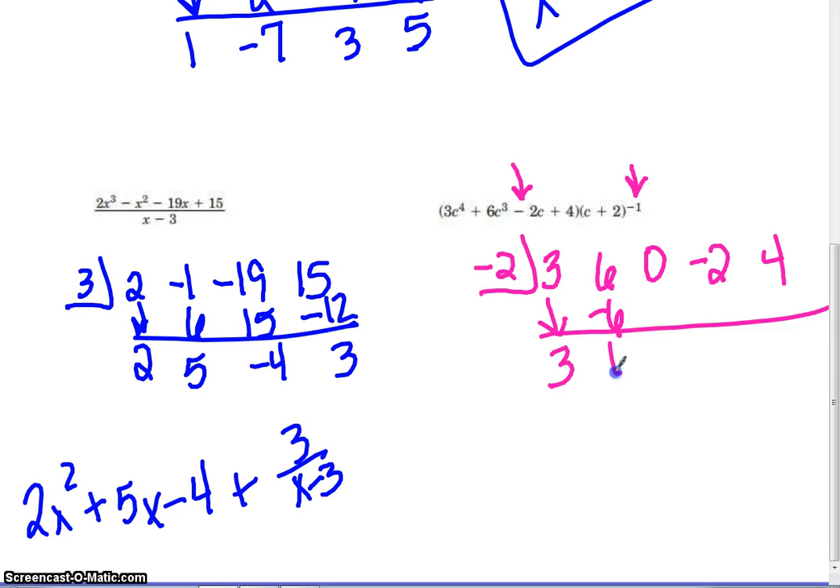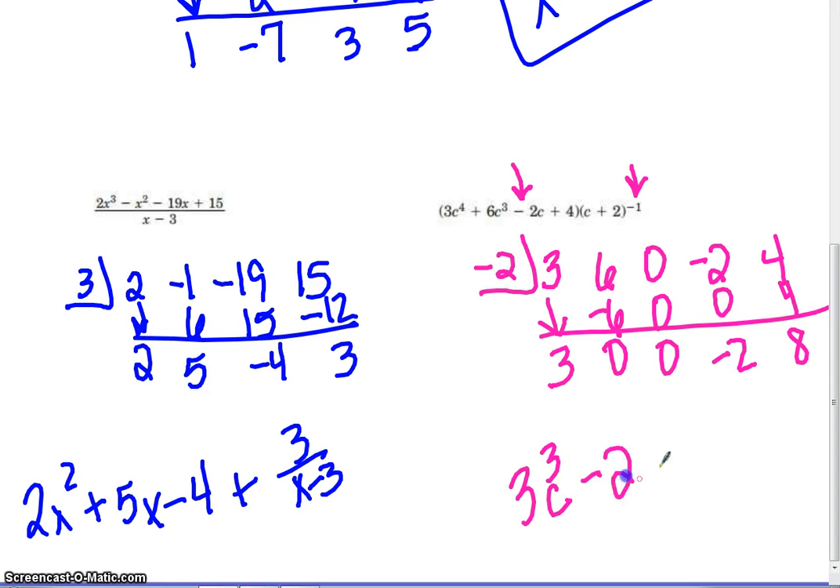Bring down your 3. Negative 2 times 3 is negative 6. Negative 2 times 0 is 0. Still gives you 0. Still gives you 0. You get a negative 2. And you get positive 4, which gives you 8. So 3c to the third this time, because it's 1 smaller than what they started with. No c squared, no c, minus 2 plus 8 over c plus 2.